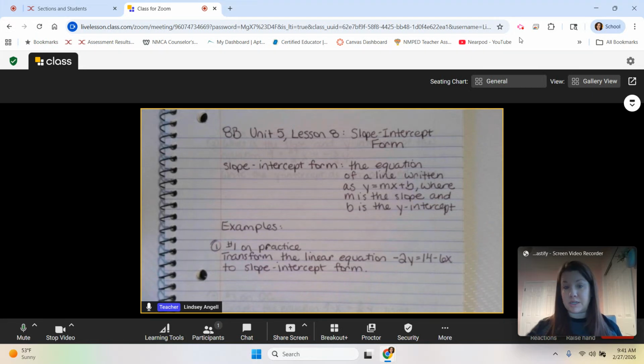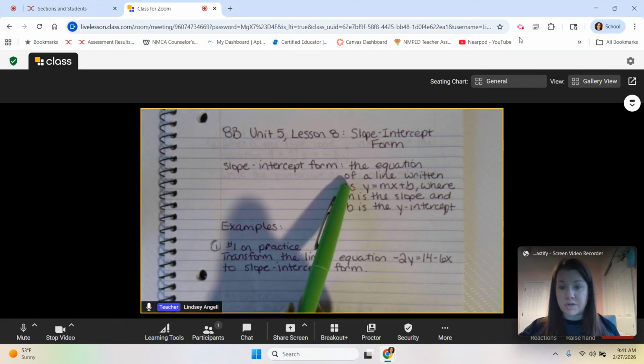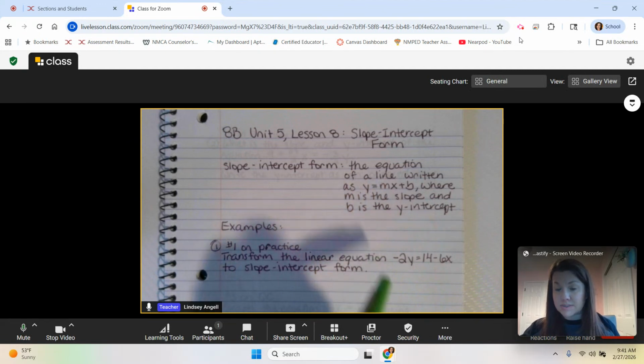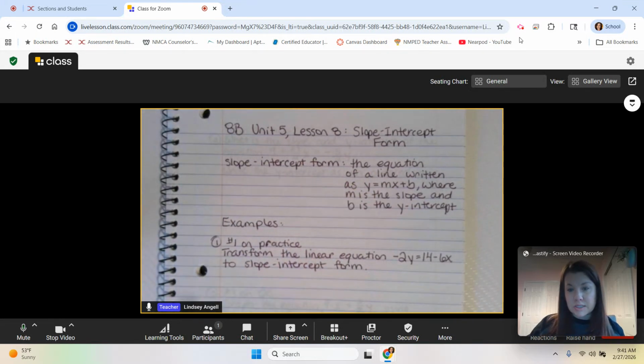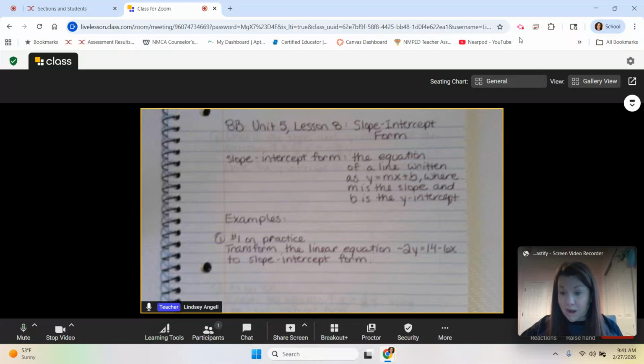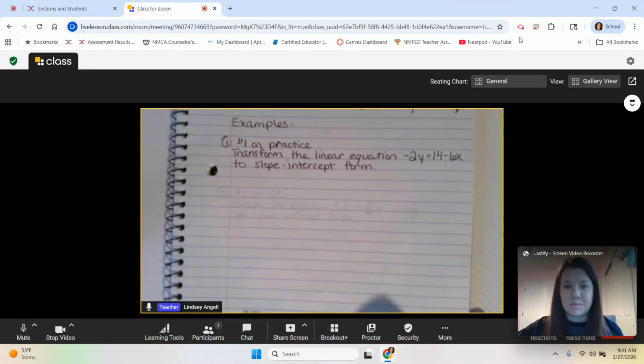So as a reminder, slope-intercept form is the equation of a line written as y equals mx plus b, where m is the slope and b is the y-intercept. So this is the format that we're looking for. The best way to learn this is through practice, so let's do some examples.